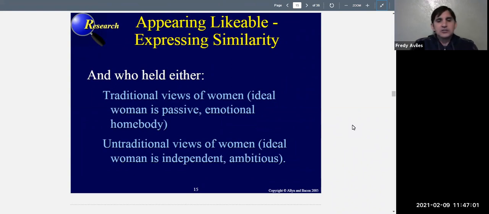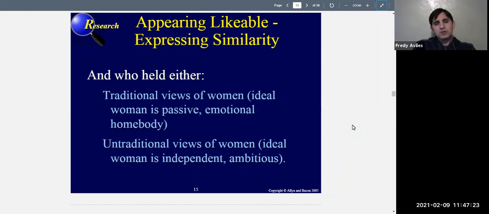basically likes traditional women, that he believes that the ideal woman is someone who's passive, someone who stays at home and takes care of the kids, right? Someone who listens to her husband and just supports her husband, that kind of stuff. You know, the traditional roles of women, that you're just there basically to take care of the kids and your husband and to take care of the house and that kind of stuff, right?